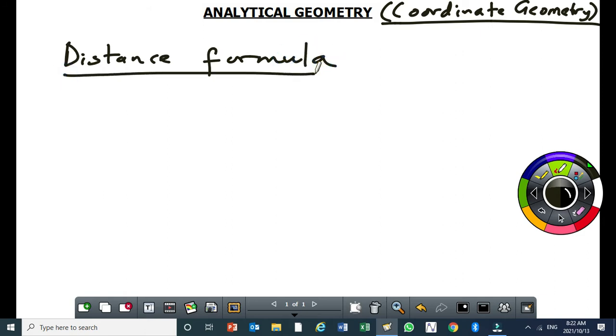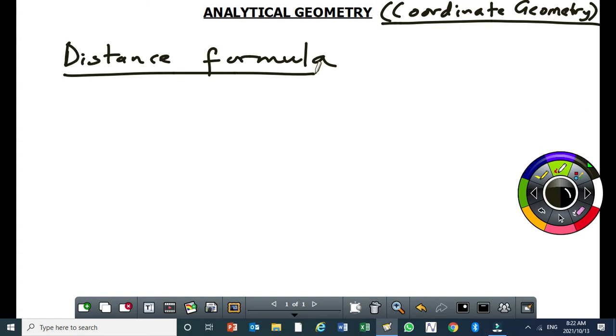Now, in analytical geometry, you may be asked to find the distance of a line segment. Okay? Now, you need to know how to calculate it. Fortunately, there is a formula which originates from the Theorem of Pythagoras.